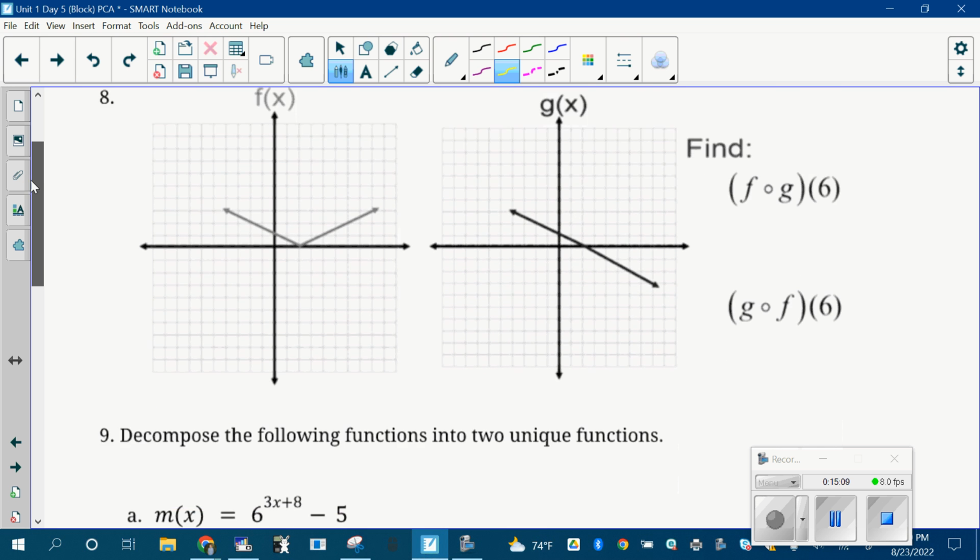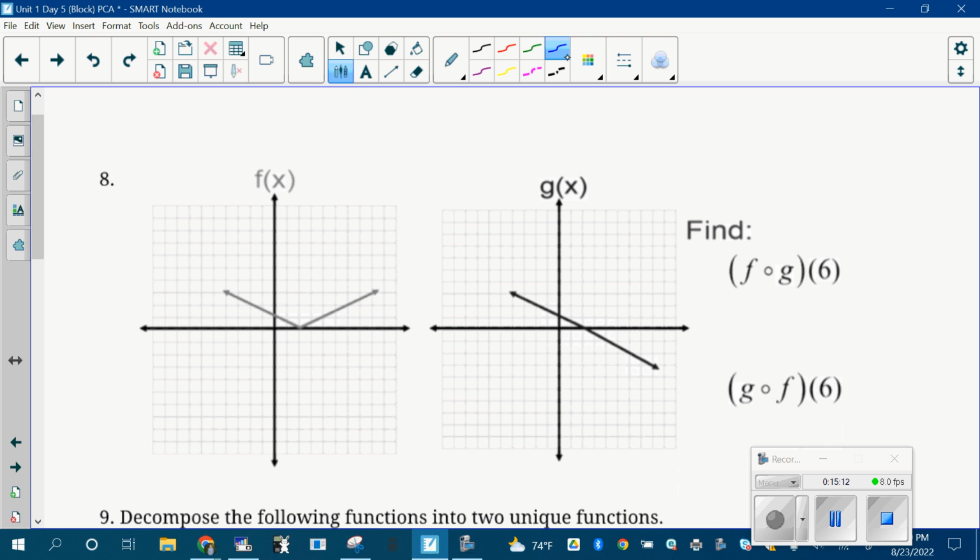You can also do this with a graph. Okay, so for these ones saying what's f of g of 6, I like this other notation. I don't like the little circle thing. You don't see it very often. How do you do this? Well, you do g of 6, and then whatever you get out, you stick it into f. How do you do g of 6?